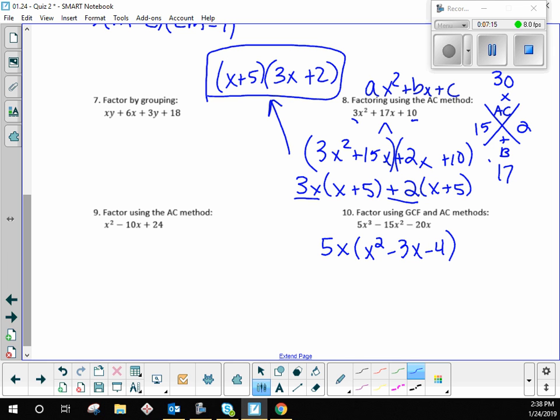But what you're going to do next is just hold the 5x there. Don't do anything with it till the end. Just leave it alone. What you're going to look at now is just this yellow stuff. And we're going to do the AC method on that yellow stuff. So I'm going to say, okay, A is 1, C is negative 4. I'm going to multiply those. What multiplies to negative 4 and adds to B? B is negative 3. What do you think?